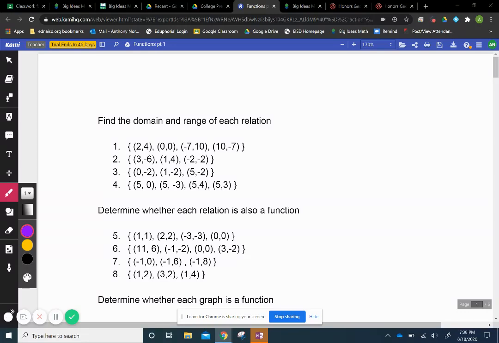I'm going to give you your next set of lectures. So we're talking about functions. For most of you, this should be a review. For some of you, this might be brand new. That's all fine.